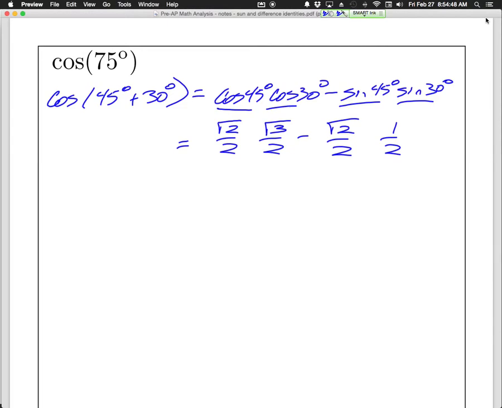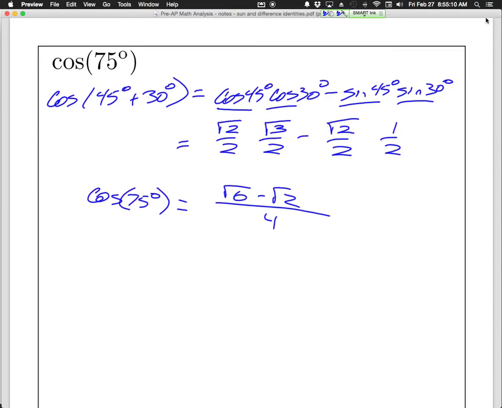Okay, so we notice both denominators are going to be what? 4. And in my numerator, I'm going to have square root of 6 minus the square root of 2. And what is it that equals the square root of 6 minus square root of 2 over 4? Cosine of 75. So the exact value of cosine of 75 is the square root of 6 minus the square root of 2 over 4.